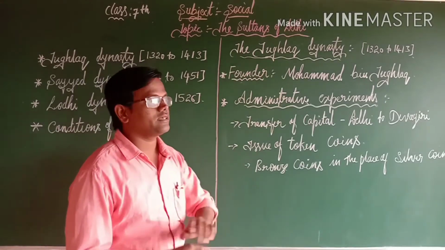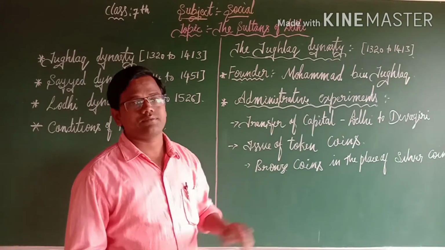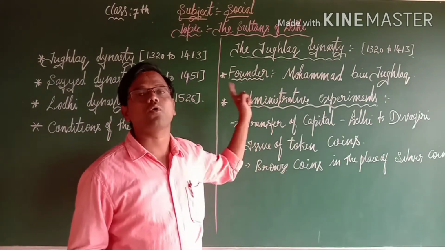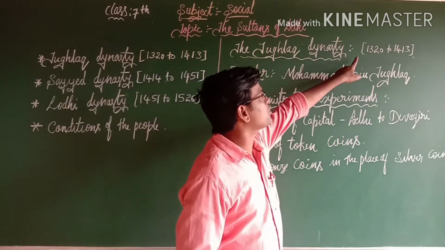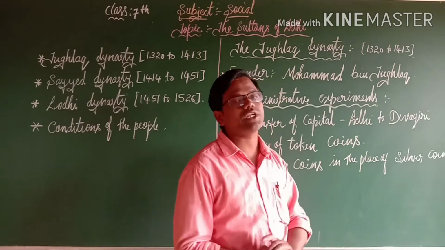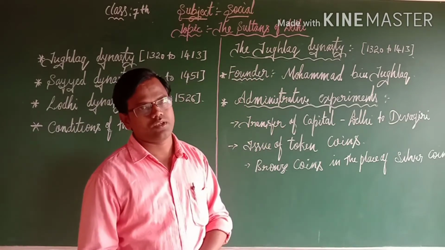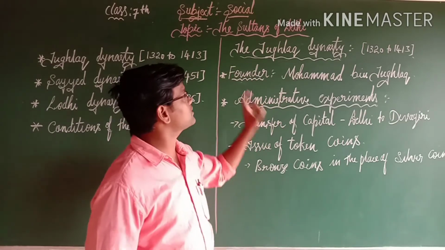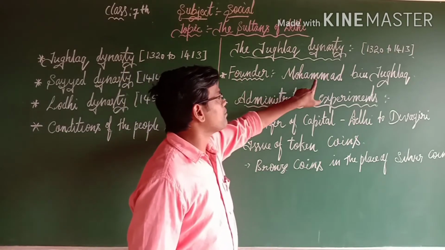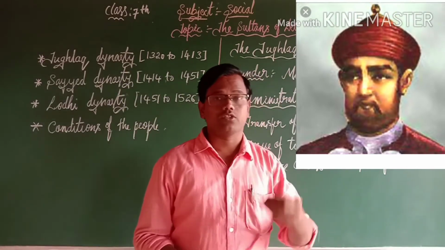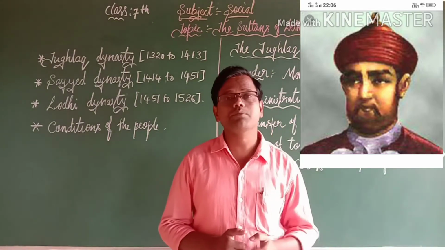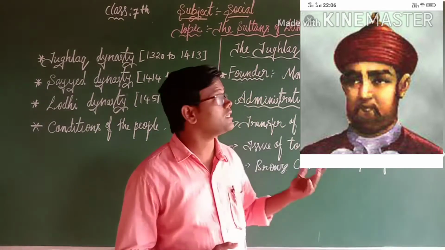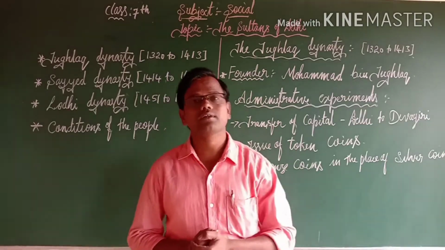The Tughlaq dynasty. The Tughlaq dynasty was the third dynasty that ruled the Delhi Sultanate. It ruled from 1320 to 1413 CE. And who was the founder of this dynasty? The founder was Muhammad bin Tughlaq. Muhammad bin Tughlaq was the founder of the Tughlaq dynasty, and he was a notable sultan in the Tughlaq dynasty.